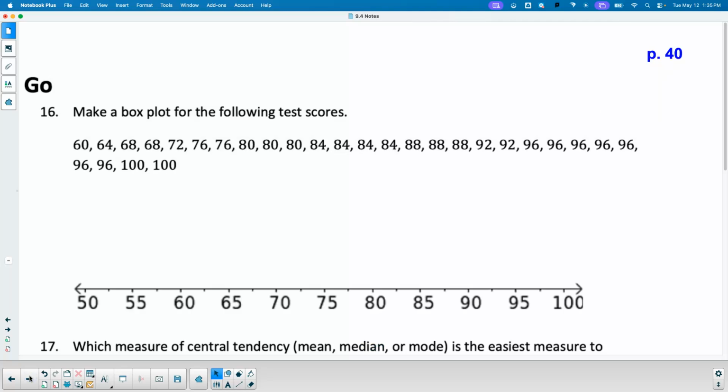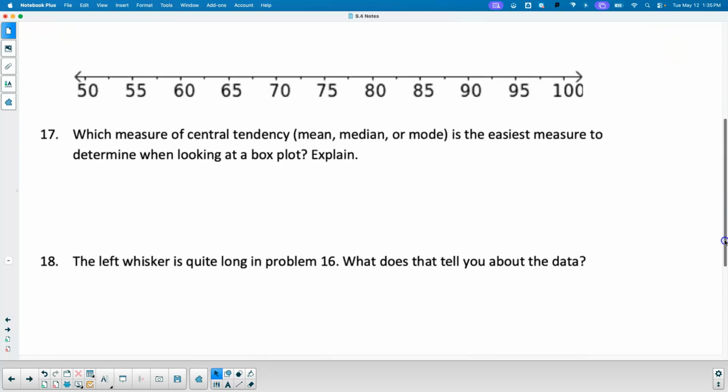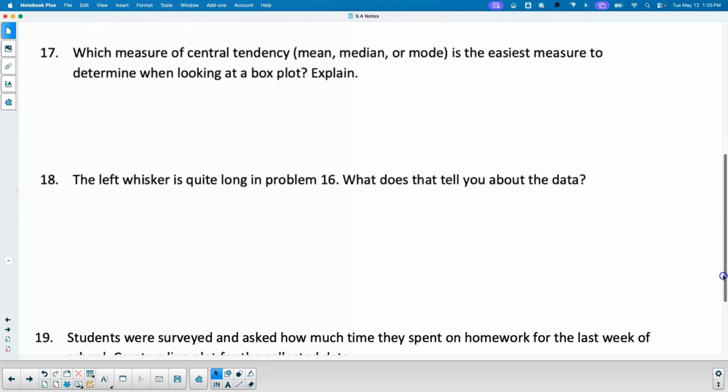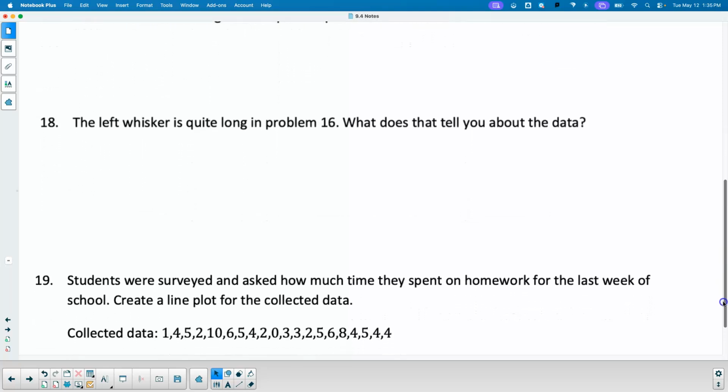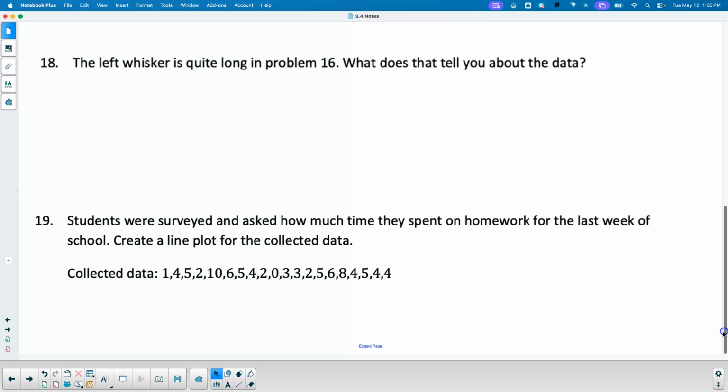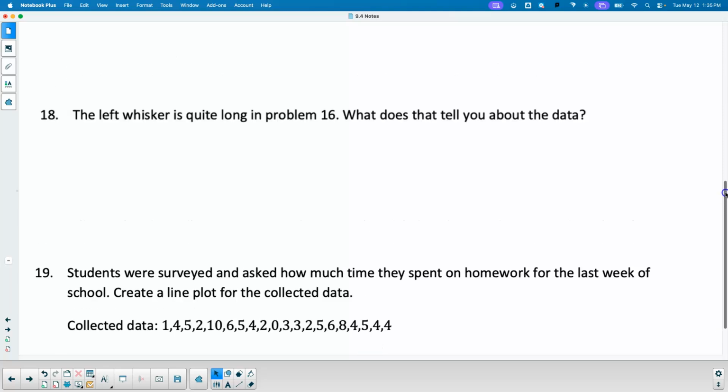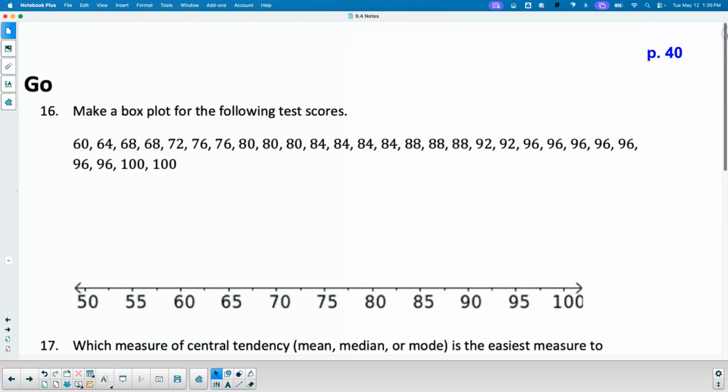Box plots. Heck yeah. Looking at a box plot, which one's easiest to read? Love it. Good stuff. This is good homework. I love it. Do it. Go for it.